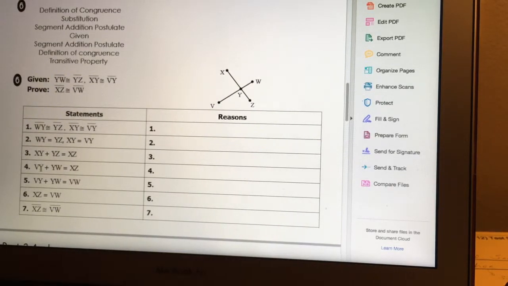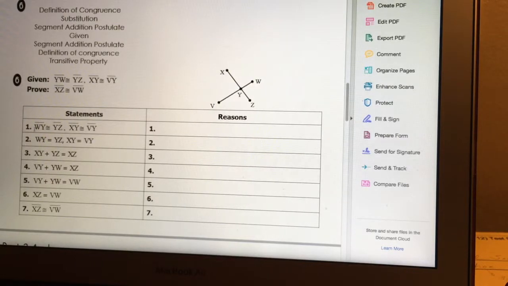So for number 6, definition of congruence. All right, so we have all of these. We've talked about all of these earlier in this video, so we don't need to talk about them again. But keep in mind, these are the things that we're using as the reasons for all of these statements. So the first statement is always given.